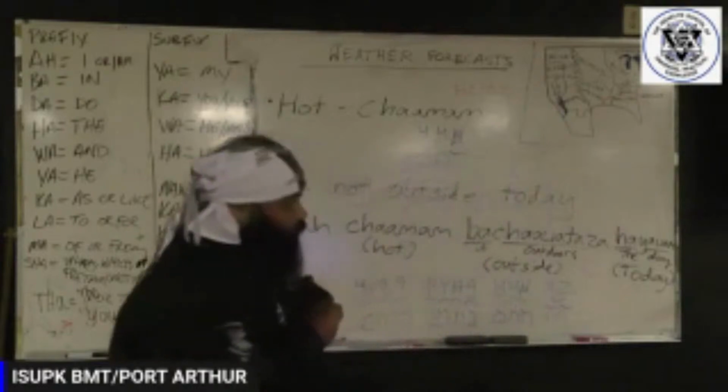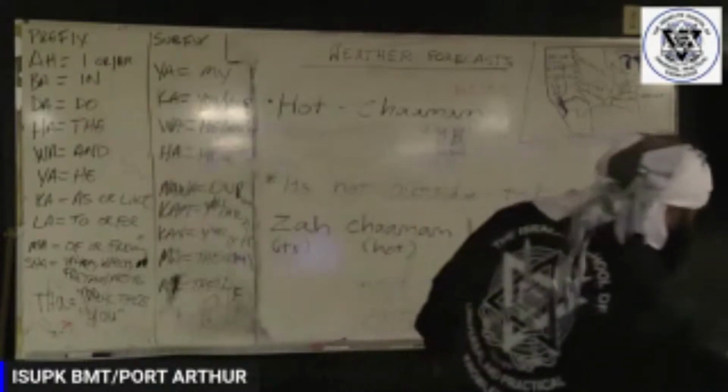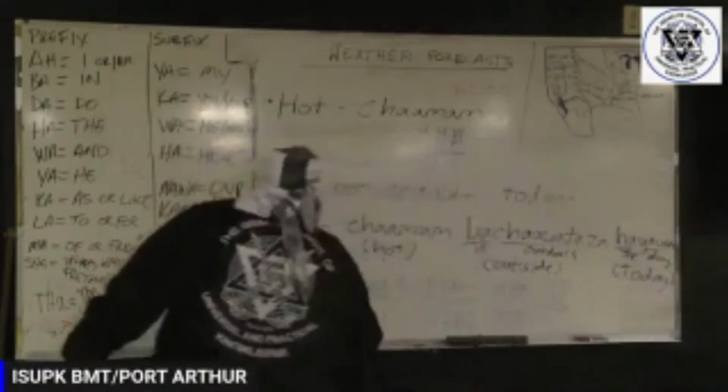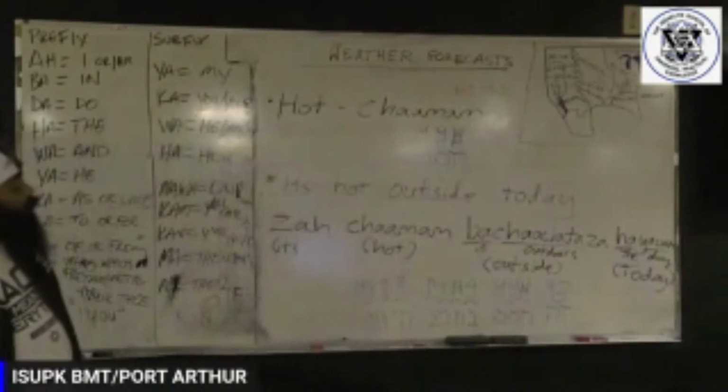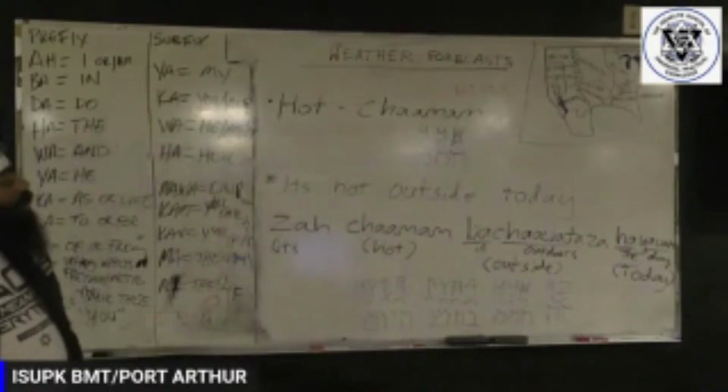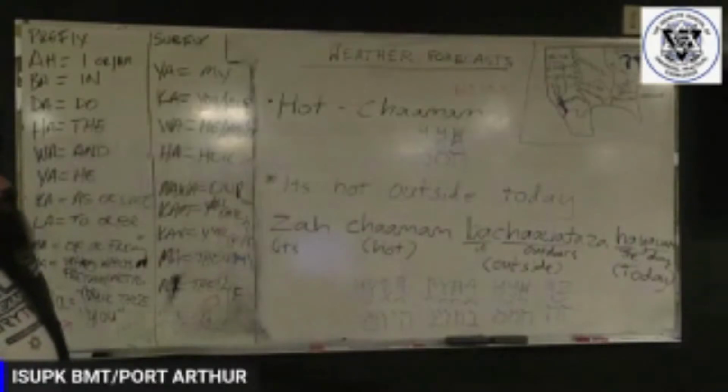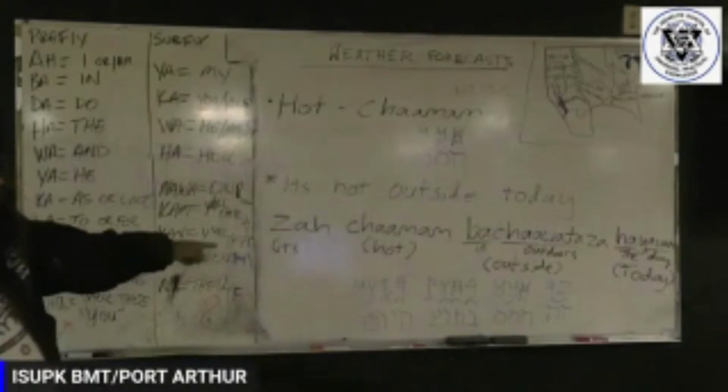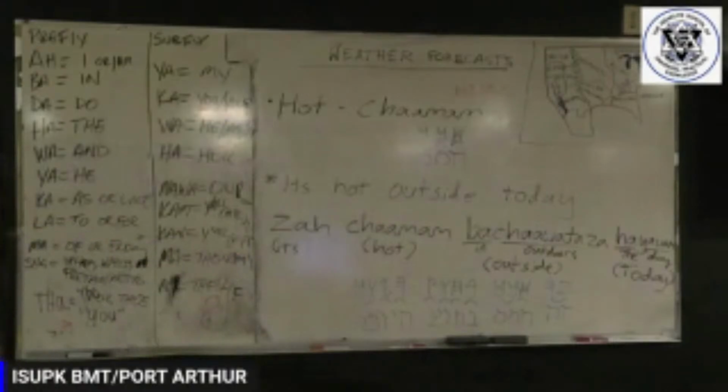All right, there you have it. So hot, hamam. It's hot outside. Za hamam bakawatza hayawam. It's hot outside today. You have it in the ancient Paleo and Assyrian down below. I'll give you a minute for your notes, and then we can just practice with one sentence, and then we're going to wrap it up.